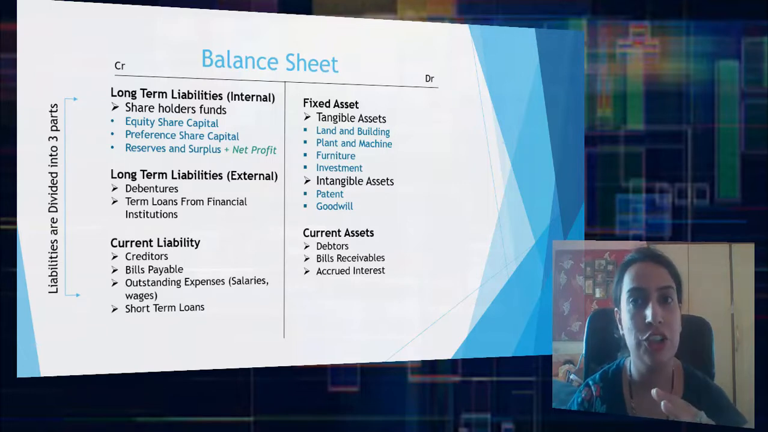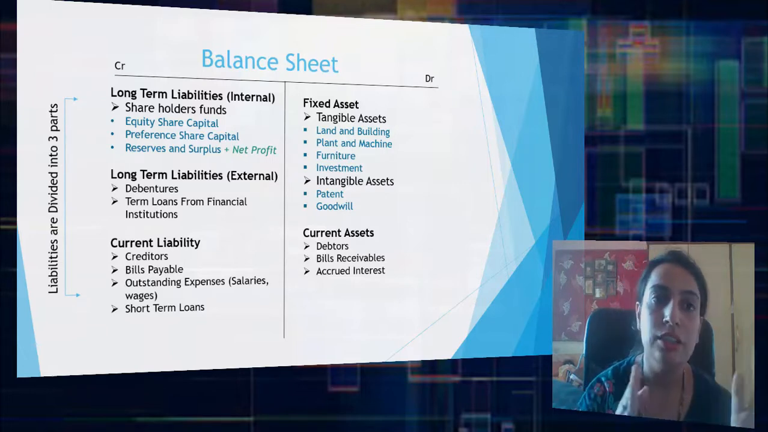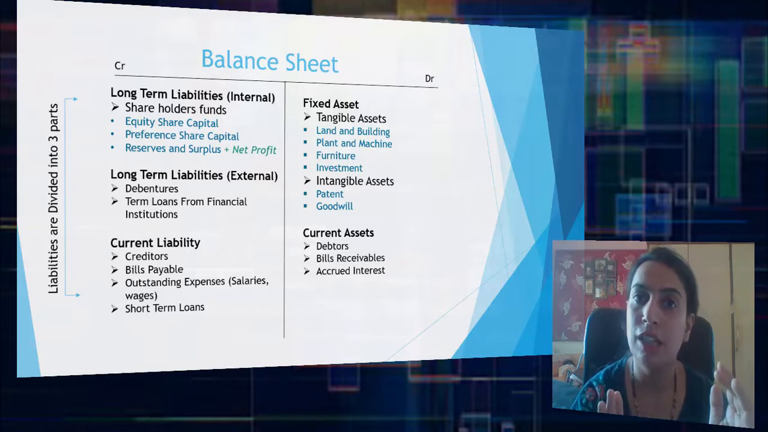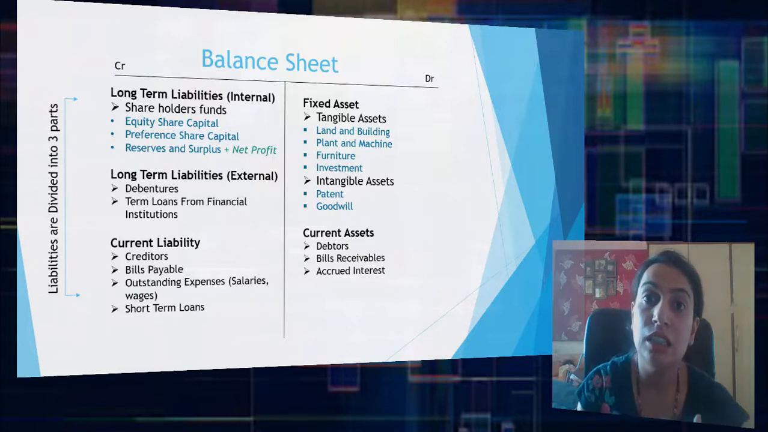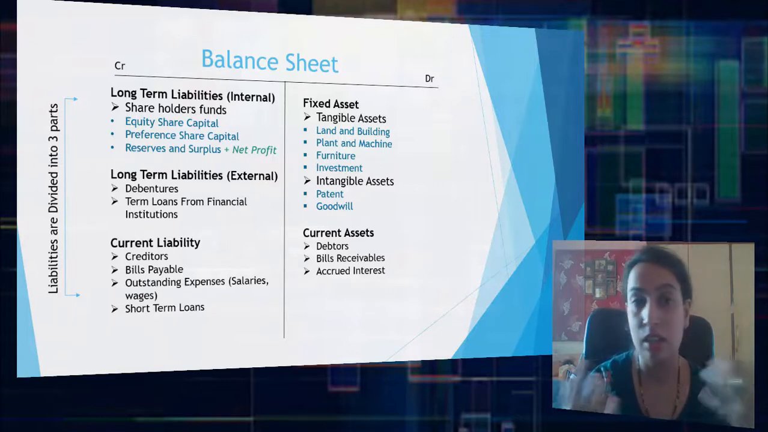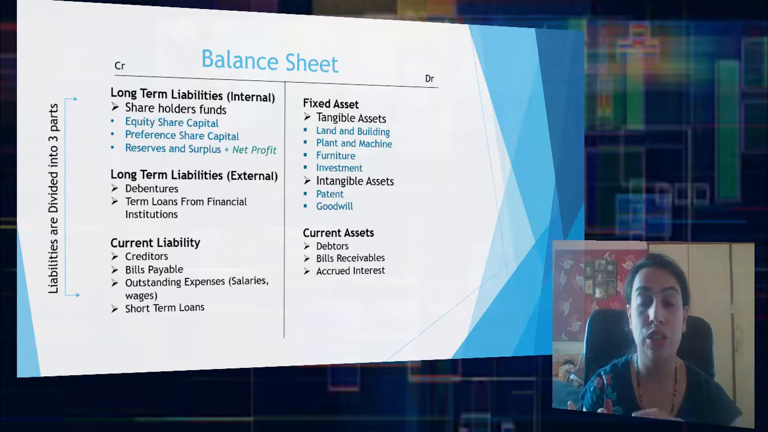तीन पार्ट्स में हम बैलेंस शीट की लाइबिलिटी साइड को डिवाइड करेंगे. The first is all your long term liabilities which are related to the internals of the company. Internal as in कंपनी के अंदर के जो लोग पैसा लगाते हैं. अंदर कौन होता है कंपनी में? शेयर होल्डर्स होते हैं, ओनर्स होते हैं. So owner का जितना भी पैसा होगा that will come under your shareholders fund.